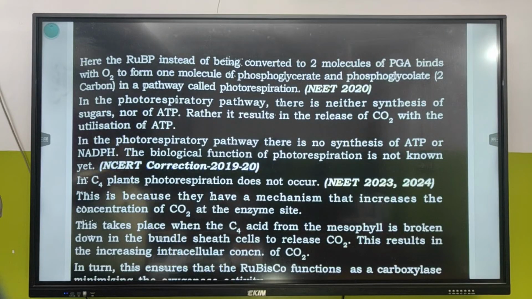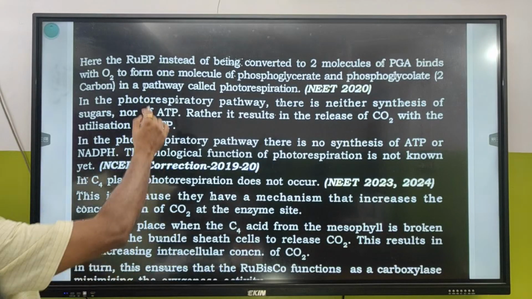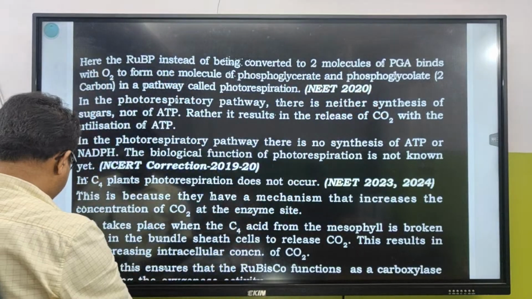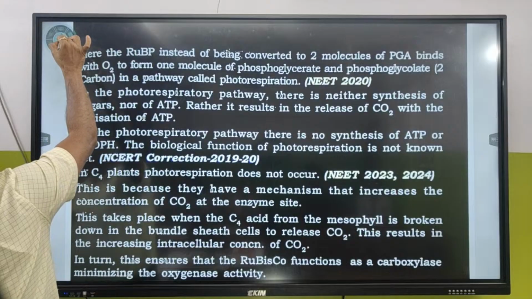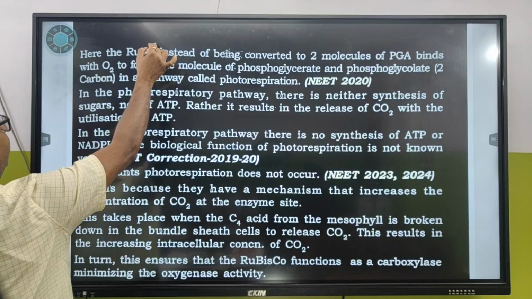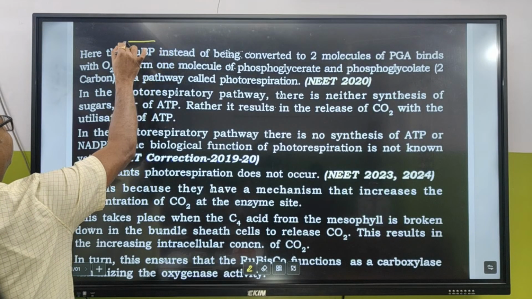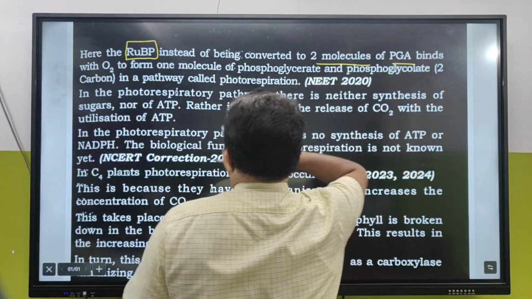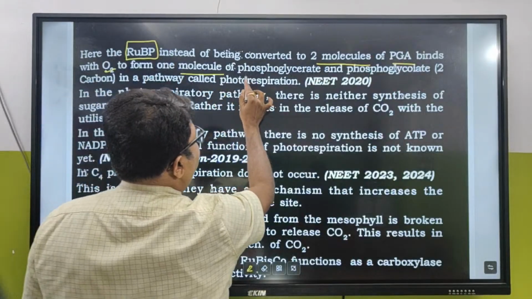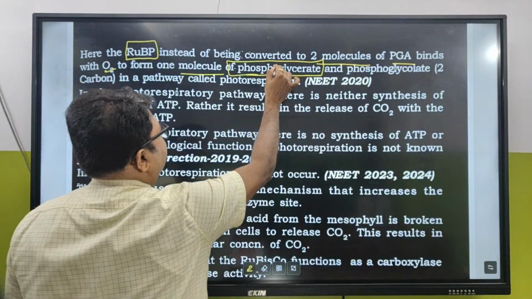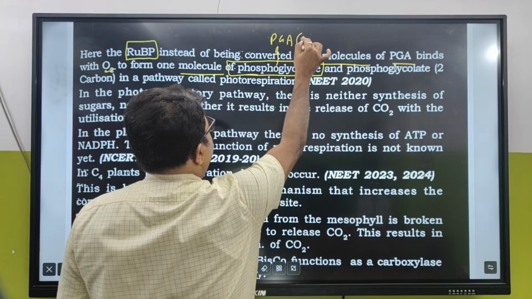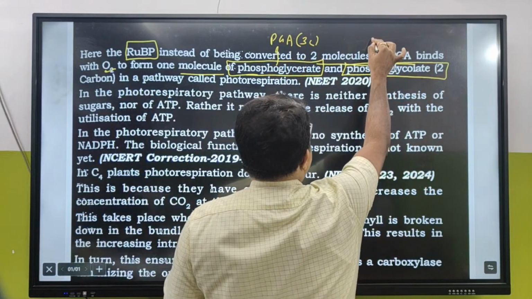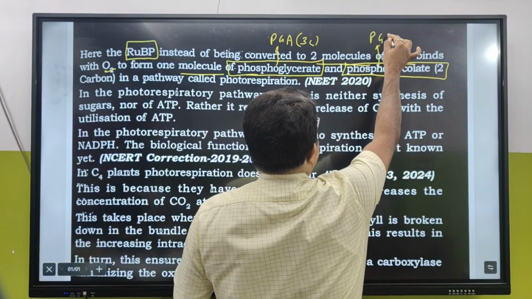এই বাবা বুঝলাম। Now here the RuBP instead of being converted to 2 molecules of PGA, এই দেখ RuBP টার নাম কি? এখানে RuBP এর নামটা কি ছিল? হ্যাঁ সন্ন্যাসিস, কি রে ভুলে গেলি কেন? RuBP instead of being converted to 2 molecules of PGA binds with oxygen to form 1 molecule of phosphoglycerate. phosphoglycerate মানে কি? PGA কটা কার্বন? 3টে। আর কি তৈরি করলো? 2 কার্বন কম্পাউন্ড। কি নাম? PG। What is PG? It's a 2 carbon compound.